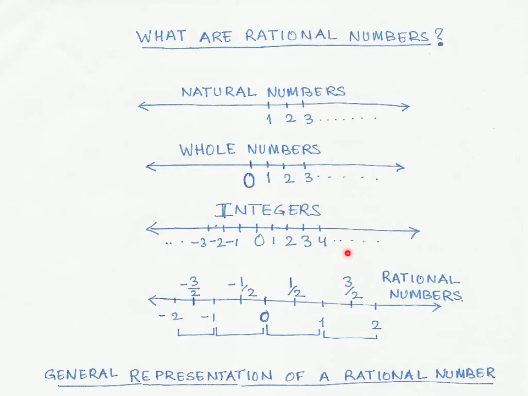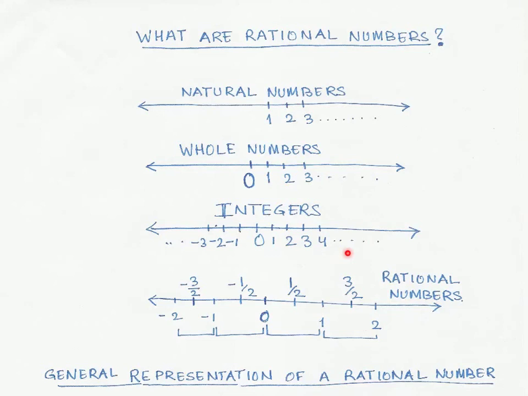Now if we look at the natural numbers, the whole numbers and the integers, you can see that the distance between two consecutive numbers is 1 unit. It could be a unit distance, for example 1 centimeter, whatever, but it is essentially the difference between two consecutive numbers is 1 always.